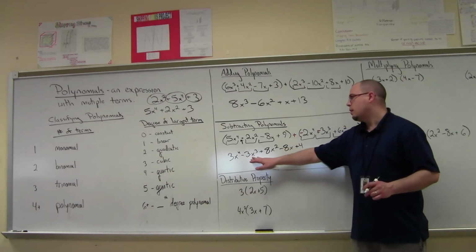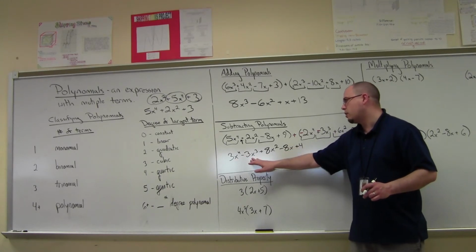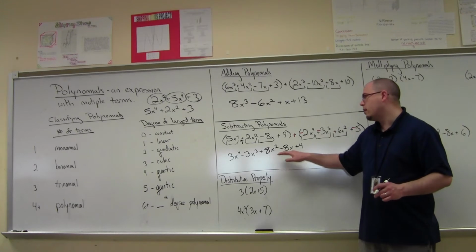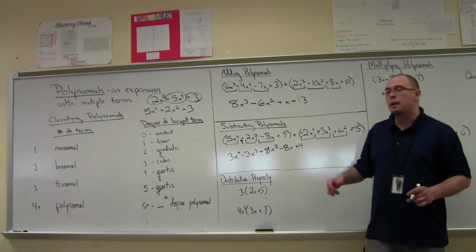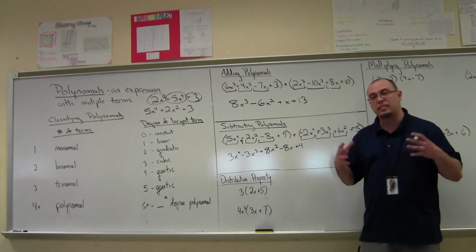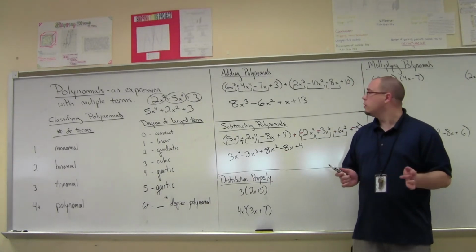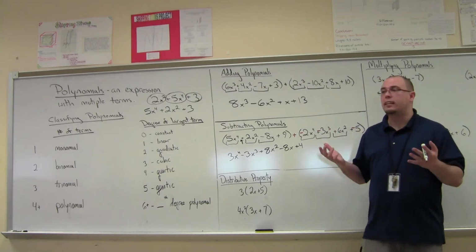3x to the 4th plus negative 3x to the 3rd, so 3x to the 4th minus 3x to the 3rd plus 8x squared minus 8x plus 4. Because they all have different degrees, we cannot combine these any further. That's as simple as we can make it, even though it looks kind of complex. So that's one way we can add.